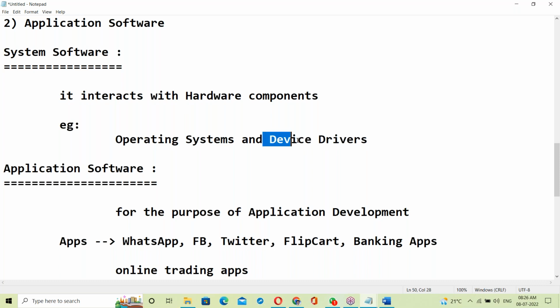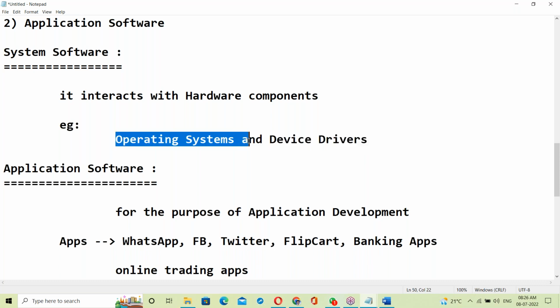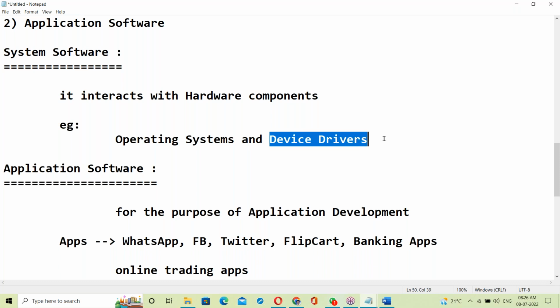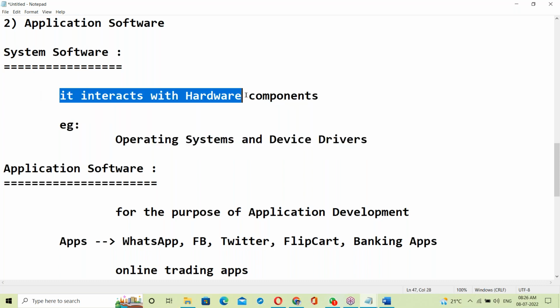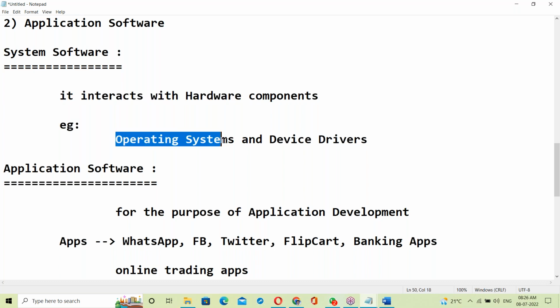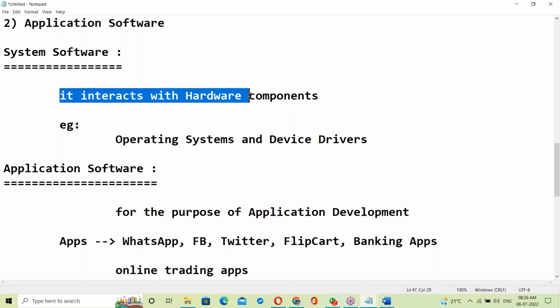Device drivers are part of the operating system only. Yes, only the OS can interact with hardware components.